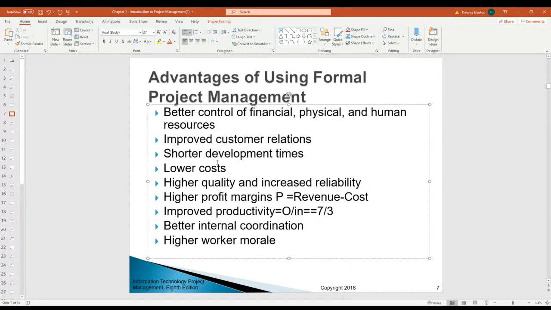So you can see how all these are related. If your costs are low, you can improve your productivity. If your productivity is improved, you have higher profit margins. If you improve your quality, you can improve your revenue, and so on. So you see the internal coordination is very, very important. Internal coordination. What does that mean in an organization?